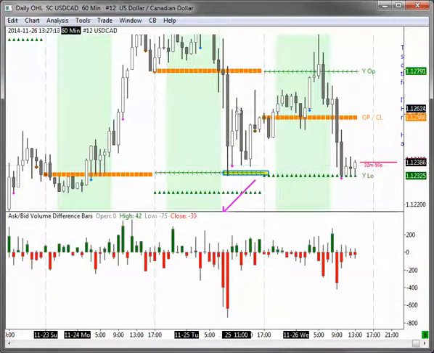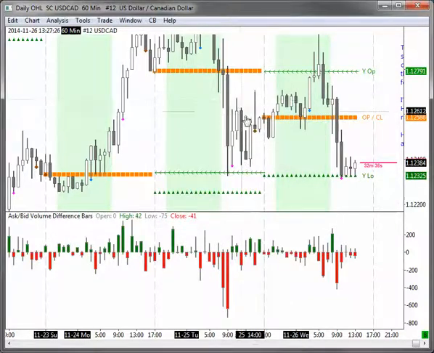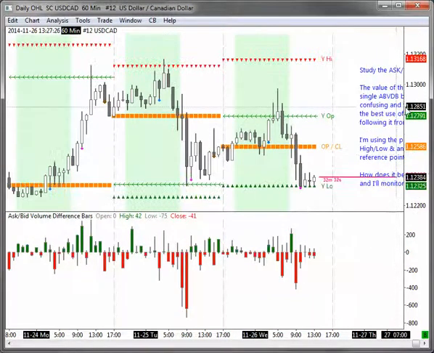So I want to wait for a pullback to a certain point. And then that's what you do: you start to say, well, where would be my reference point? Where would be a good place to take a short trade? And then you start the process all over again. Now, I could have, again, put in a trend line here.